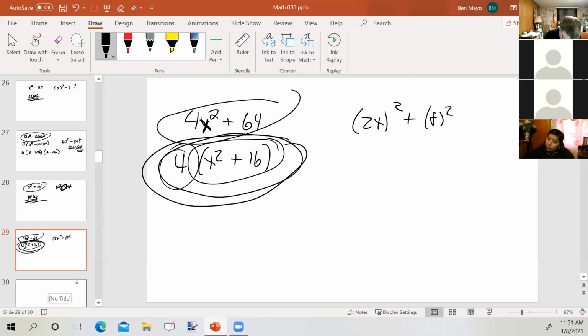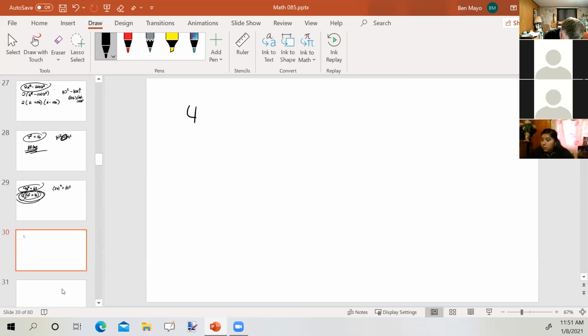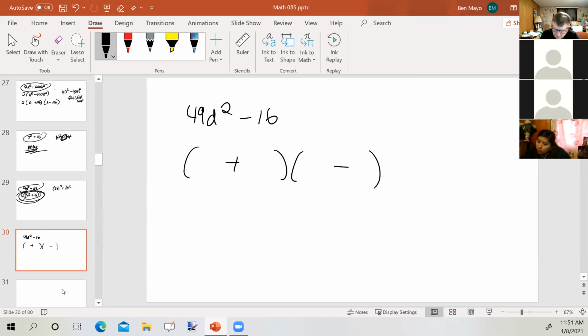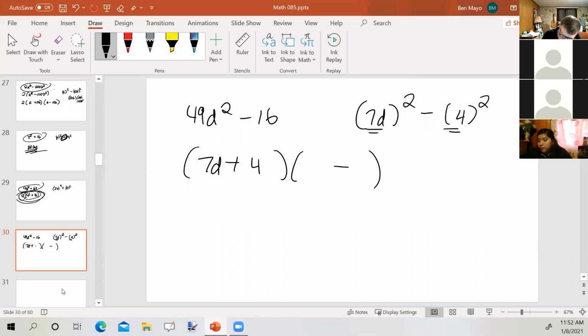What about this? 49d squared minus 16. Is that the difference of two squares? Now, this little thing that I do over here, that is not getting the factors, but that's doing a couple things. It's, first of all, convincing myself that yes, it is, or no, it isn't the difference of two squares. And it's also determining what the bases are that are going to go here.